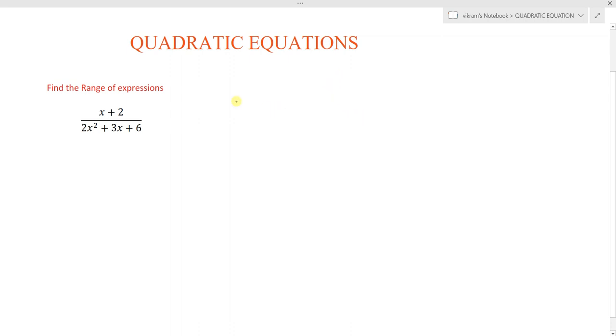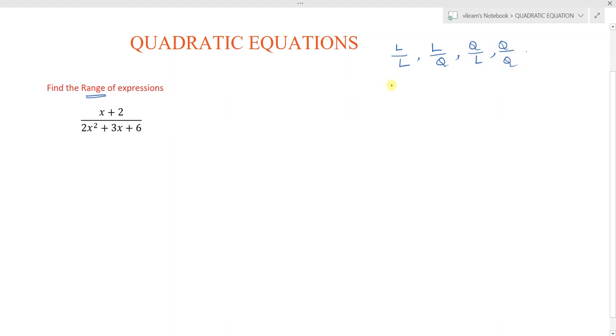Quadratic equations. In this lecture, we are going to learn how to find the range of given expressions. In the previous lecture, we learned how to find the range of fractional rational functions which are in the form of linear by linear, linear by quadratic, quadratic by linear, or quadratic expression by quadratic expression.